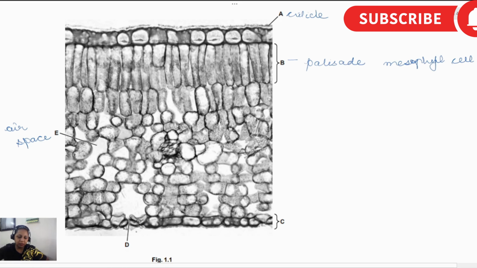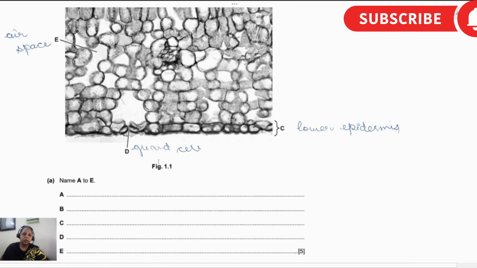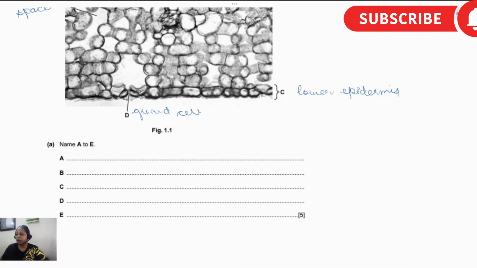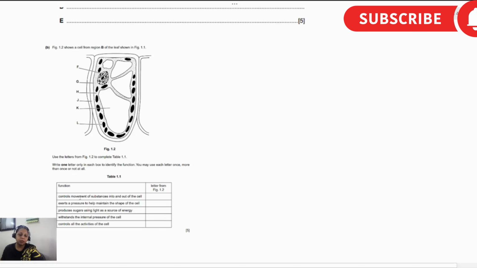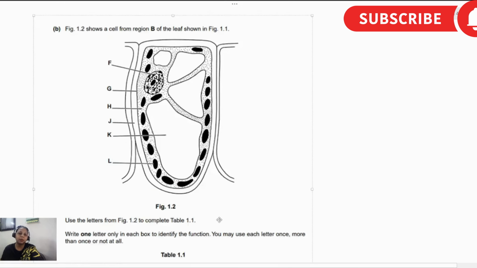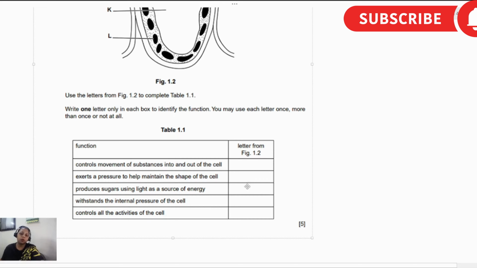What are these D cells? These are guard cells. And what is C? It's a whole layer. No, no, lower epidermis. Okay, we are done with the labeling. The next question is again a tricky question. The common mistake that students usually make is they write the whole word instead of a letter. This is a very common mistake because these questions are quite easy, so they think they may need to write the word, like the function of this one or that one.